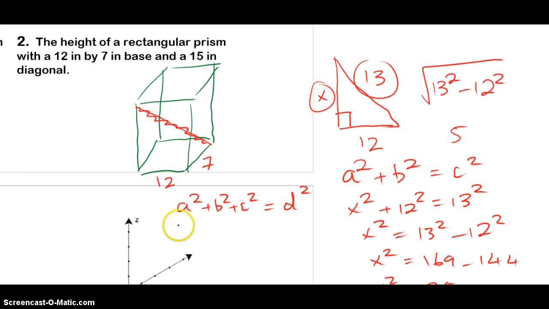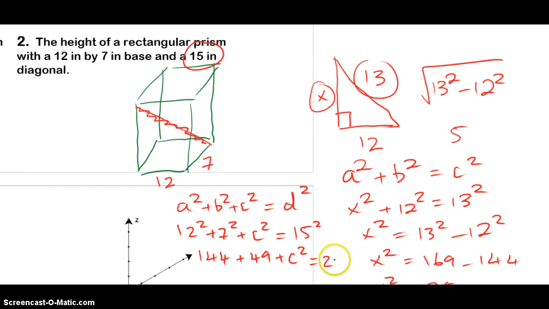So that means we're going to have 12 squared plus 7 squared plus, we don't know what the c squared is, equals the diagonal squared, which they gave us was 15 squared. And so we're going to solve for the c squared, and we're going to get 144 plus 49 plus, we don't know what the c squared is, equals 225.